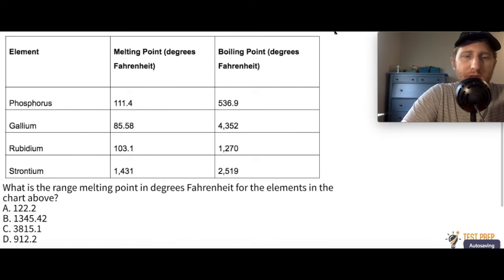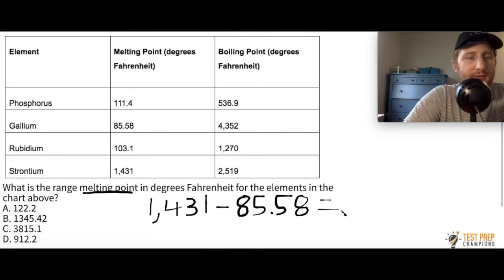Okay, so the next question says, what is the range melting point in degrees Fahrenheit for the elements in the chart above? So I'll let you pause the video, try to figure this out, and whenever you're ready, we'll go over the answer. Okay, so now we have to look at the melting point values again, and we have to calculate the range. To find the range here, we're going to take the biggest number and subtract the smallest number. I just did this in my calculator off the screen here and I got B as the correct answer. So hopefully this makes sense as far as how to calculate the range.